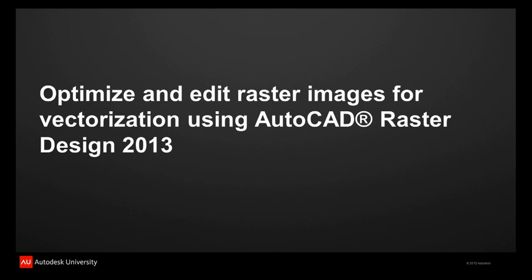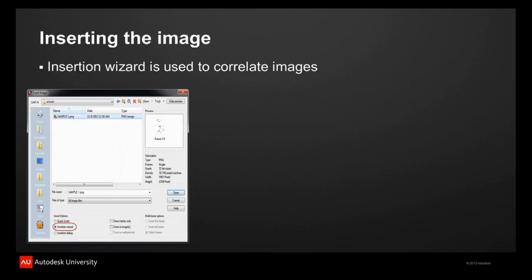Right, now the first thing we need to do is to insert the image into the model, and we're going to do this by using the tools from the Raster Design menu. And this brings us to our first objective: optimize and edit raster images for vectorization. All right, now inserting the image is quite simple. At the top left of the Raster Design ribbon, I'll show you a bit about that as soon as I'm finished with this objective, you'll have an insert button.